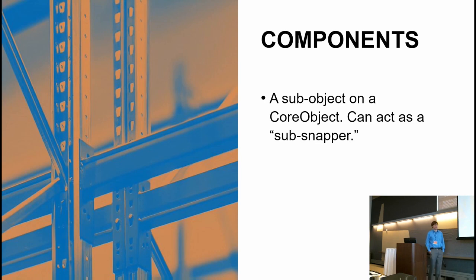Components are a sub-object on a core object, and they act as a sub-snapper most of the time. So let's say you have a work surface, and you want to put a bracket on it, but you don't want that bracket to be a snapper. You want something that acts kind of like a snapper, but isn't a snapper. Component could be the answer to your problem. It'll put itself in, or you can attach it to something that's already in space, like a snapper, so it kind of works as like a snapper's little sub-snapper.